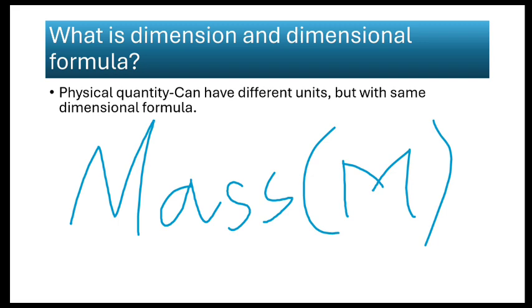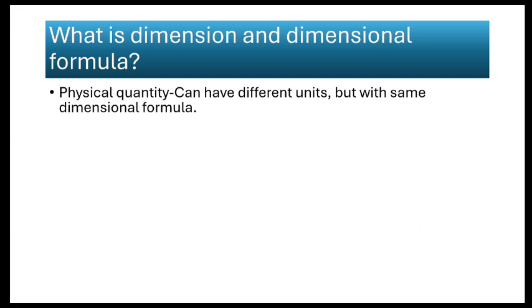That's why its dimension formula is capital M only. There is no separate dimension formula for grams and no separate dimension formula for kilograms. Grams and kilograms are nothing but mass only. That's why its dimension formula is capital M. So let me go with an example.